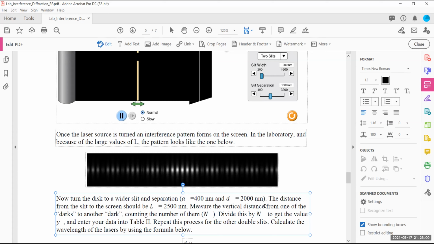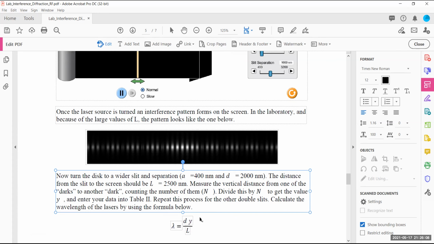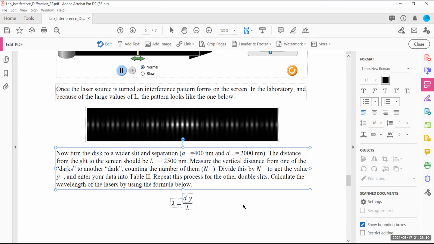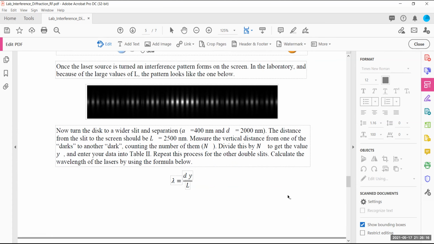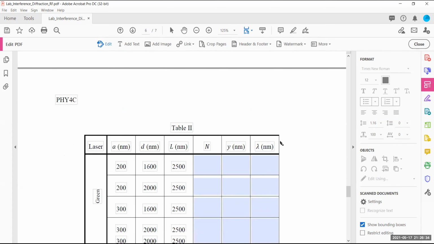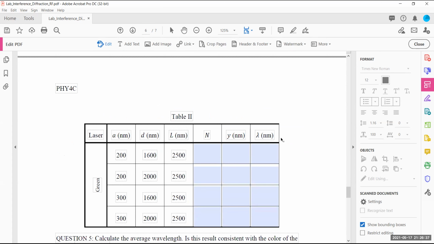Measure the vertical distance from the dark fringe to another dark fringe, counting the number of them n, divide by n to get the value of y, and enter it in. This is similar to before. So we're going to use this formula to find everything now. So dy over L, that should give me lambda. Where D is 2000 nanometers, not 200 nanometers. If you do it, you're going to get big errors, big time. And y is the measured value, and L is 2500 nanometers. That should give you the wavelength lambda of the signal that you have in here. So here are the values in here.